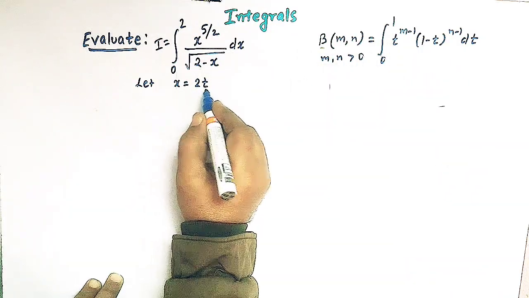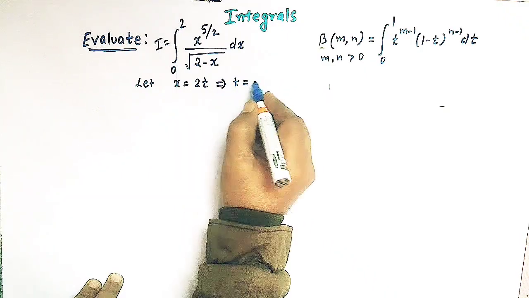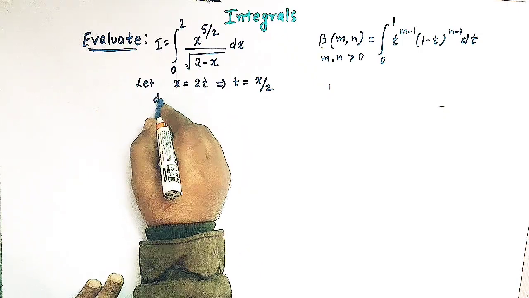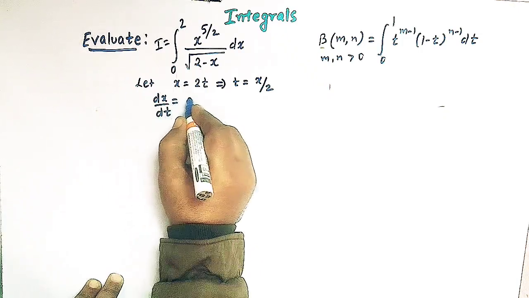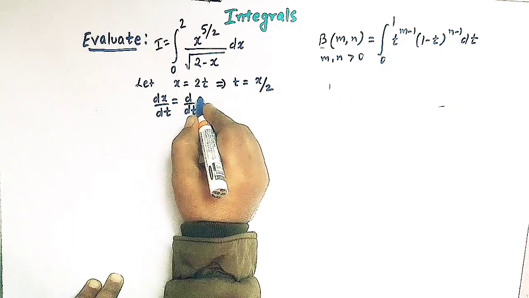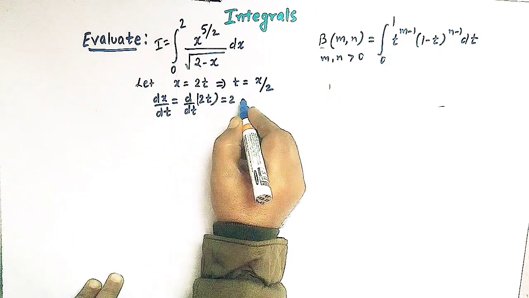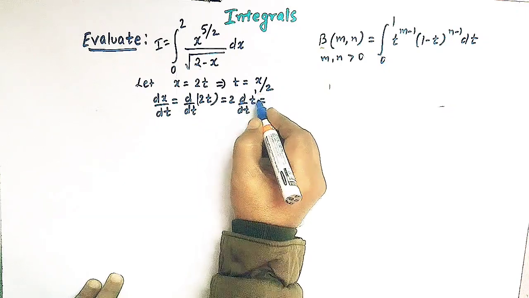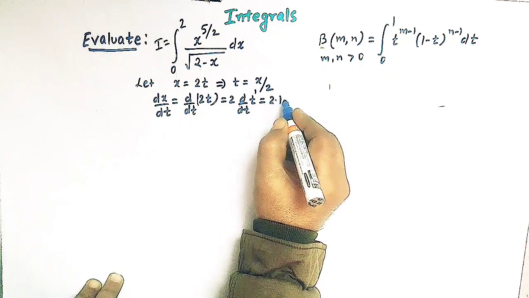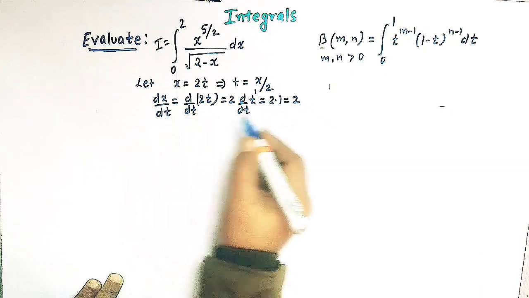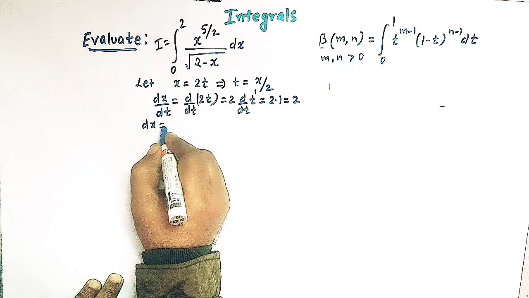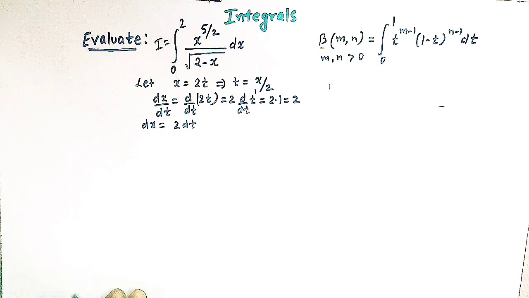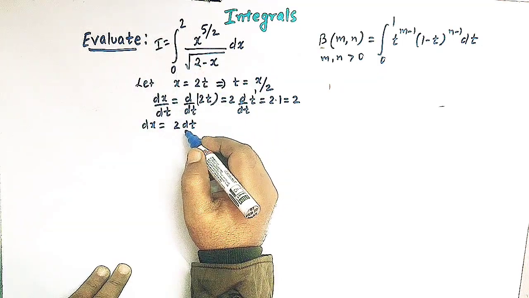So here x is equal to 2t, and t can be written as x over 2. Now let us differentiate x with respect to t. So we have dx over dt is equal to d by dt of 2t, and then we can write 2 times d by dt of t, and the derivative of t with respect to t is 1. So we have 2 times 1, that is equal to 2. So now we can write dx is equal to 2 dt.